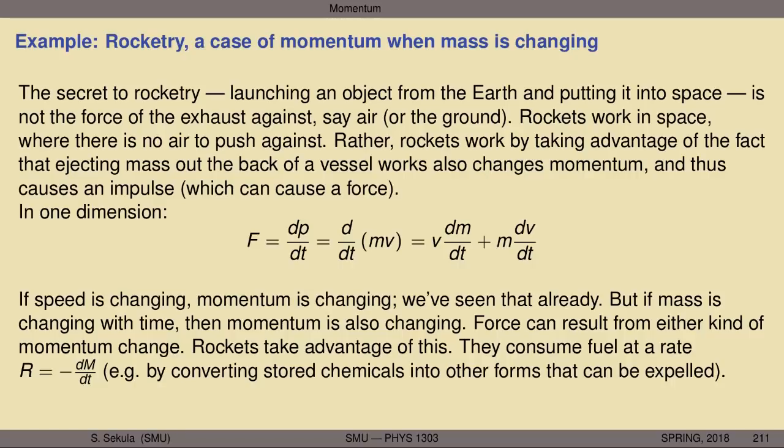Rockets take advantage of this. They consume fuel at some rate, and that rate can be given as the negative of the change of the mass of the rocket with respect to time. After all, when you kick mass out the back, you still have the same total mass. The exhaust plume and the rocket all together have the same mass, but the vessel itself has less mass than it did before because you kicked exhaust out the back. So you're expelling mass out the back. That's dm/dt. This, in response, in a closed system, will cause a dv/dt for the remaining object.